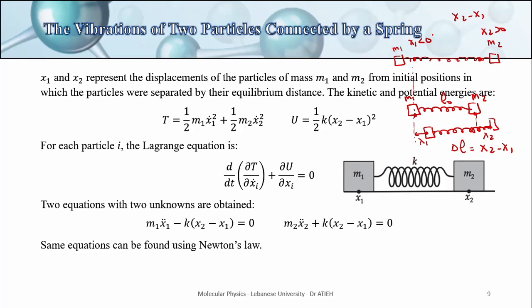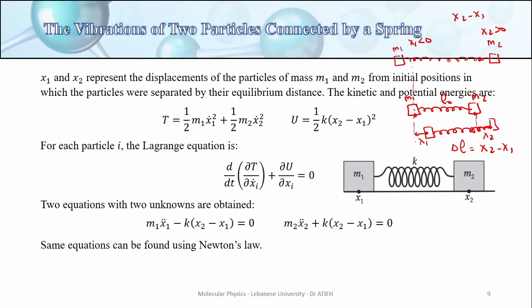I'm just allowing you to see that x2 minus x1 covers all the cases of the spring, and it gives me the elongation or the compression of the spring for all values of x1 and x2. So we deduce that delta L equals x2 minus x1 for all positive or negative values of x1 and x2.